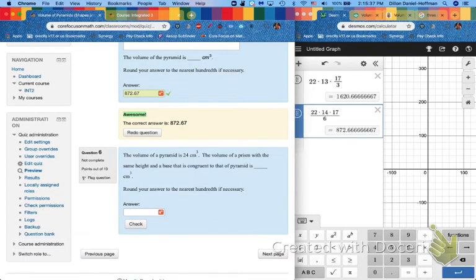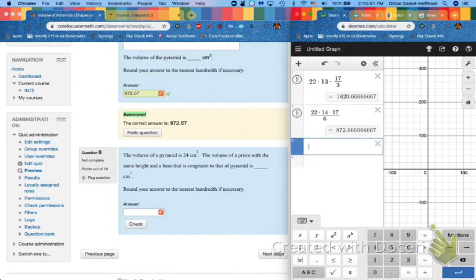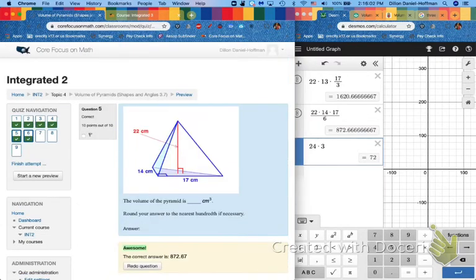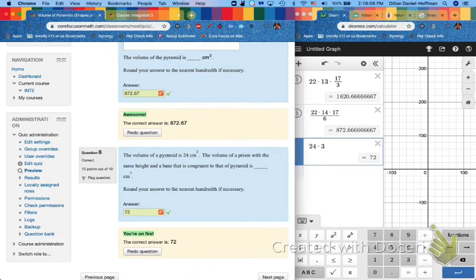Number 6, the volume of a pyramid is 24 centimeters cubed. The volume of a prism with the same height and base that is congruent to that pyramid is blank centimeters cubed. Well, if we know that there are 3 pyramids that go into a prism, we could simply just take our volume of our pyramid and multiply it by 3. It's that simple, because they share the same base and the same height. So just take whatever your number is for your volume and multiply it by 3. We're on fire. Somebody get the extinguisher.